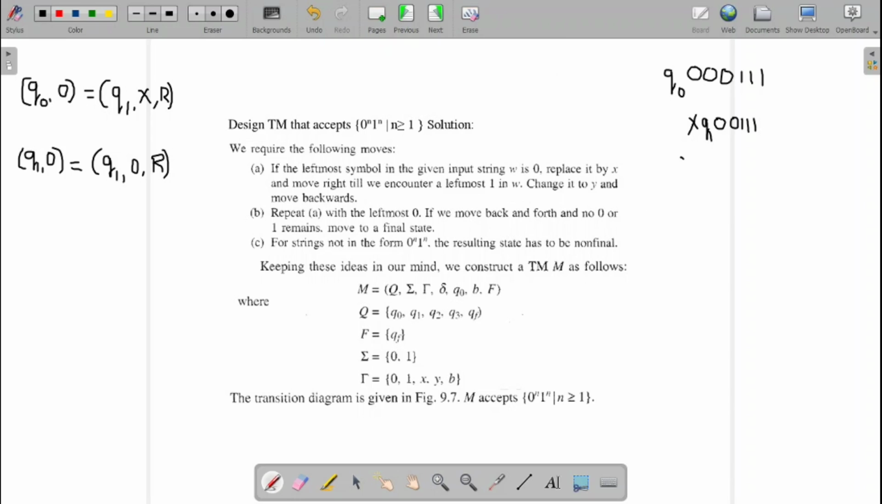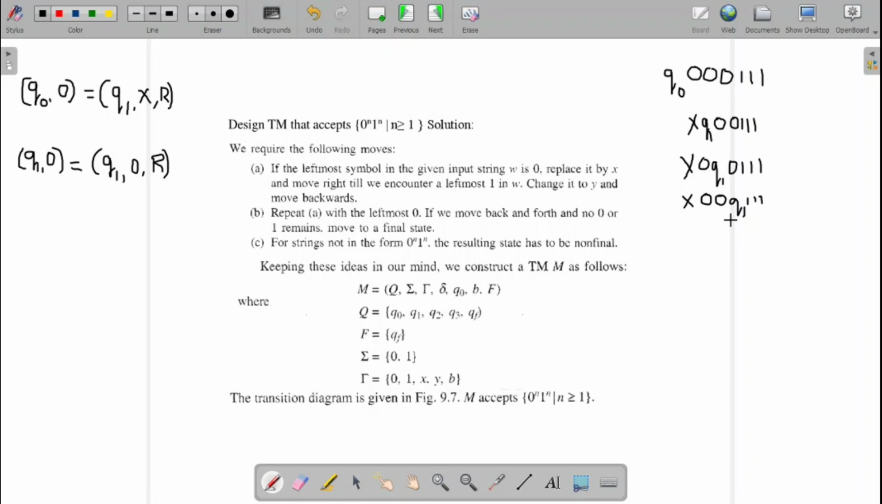That is x 0 Q1 0 1 1 1. The next case again Q1 on 0. What to do? Repeat the same operation. X as it is, 0 as it is, 0 as it is, Q1 on next is 1 1 1.